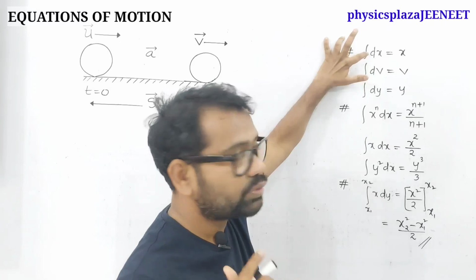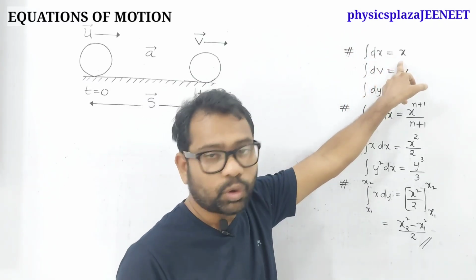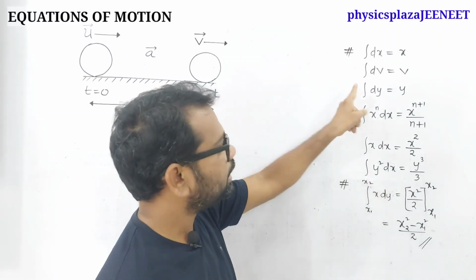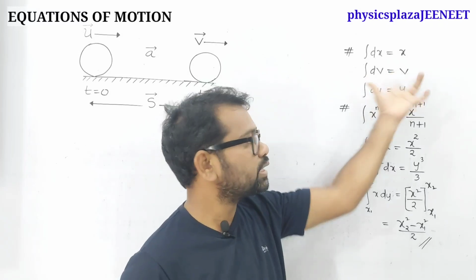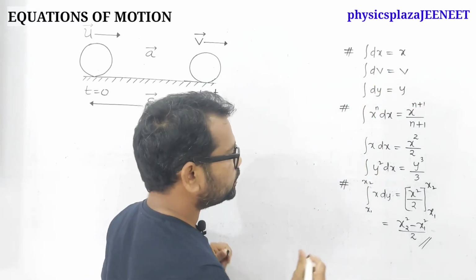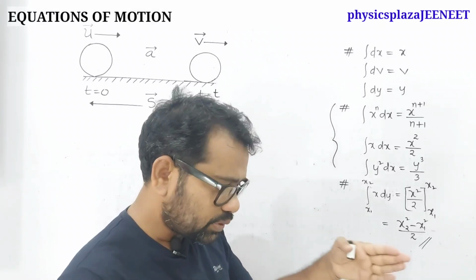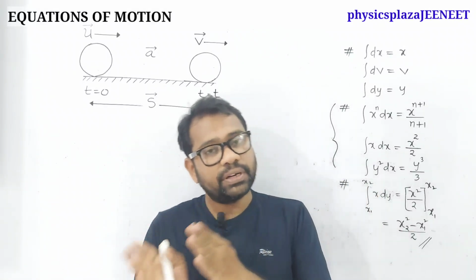So children, here integration of dx, this is very important. So integration of dx is x. Okay, as I told you, we are not going in depth, I just want to recall. Similarly integration of dv can be written as v, integration of dy can be written as y. Here in integration actually we have two types of integration: indefinite integration and definite integration.